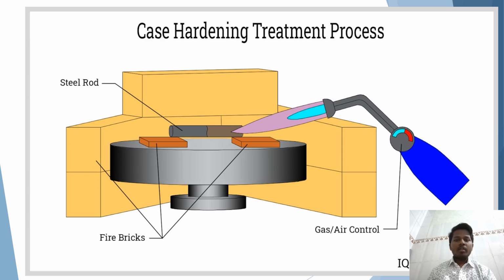This is the case hardening process. In this, a steel rod is heated up to its required temperature by gas air control.